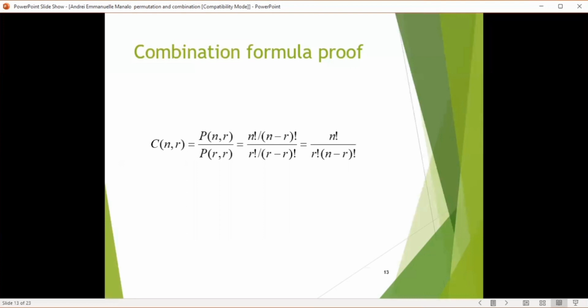And this is the formula. C(n, r) equals P(n, r) over P(r, r), which equals n factorial over r factorial times n minus r factorial.